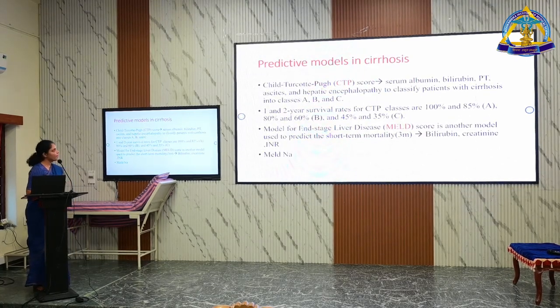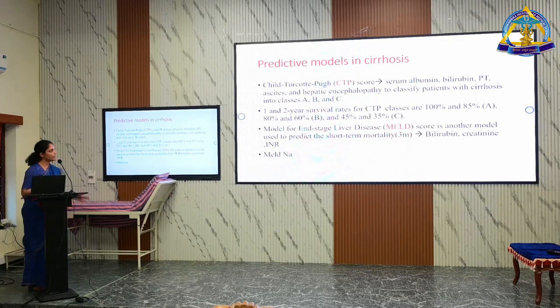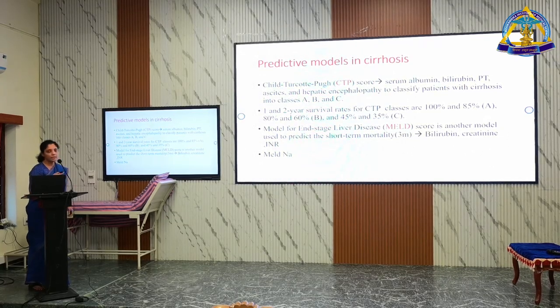So, do we have some predictive models in cirrhosis? When we see a patient, how can we predict? The most common predictor that is used is the CTP score, which you all know, in which we check serum albumin, bilirubin, prothrombin time, ascites and hepatic encephalopathy, and we divide the patients into classes A, B and C, which we will come to later. And why do we divide them? Because we can predict the 1 to 2 year survival rates.